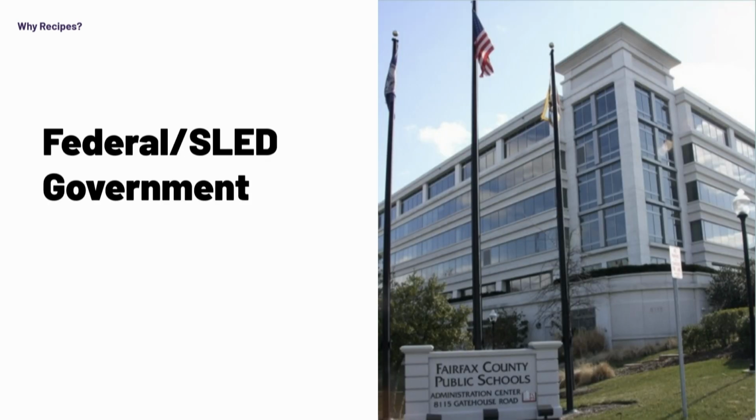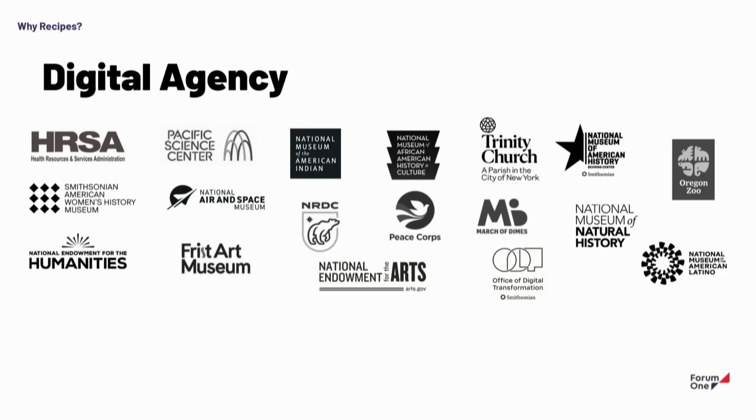As I already mentioned, we work with a lot of state and local governments and the federal government, and so being able to stand up something quickly with recipes, or have standard features that integrate with something like GovDelivery or what have you, is going to make things really easy. And then for us at Forum One in the digital agency space, we have a smattering of logos here with, for instance, museums. We work with a lot of museums, and we can walk up to them and say, hey, we're going to be able to hit the ground running.